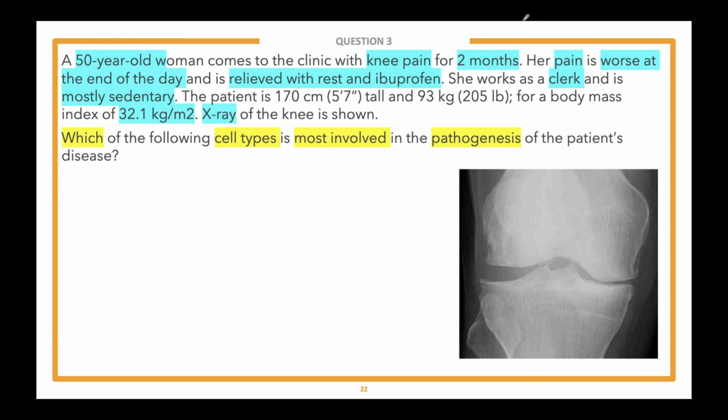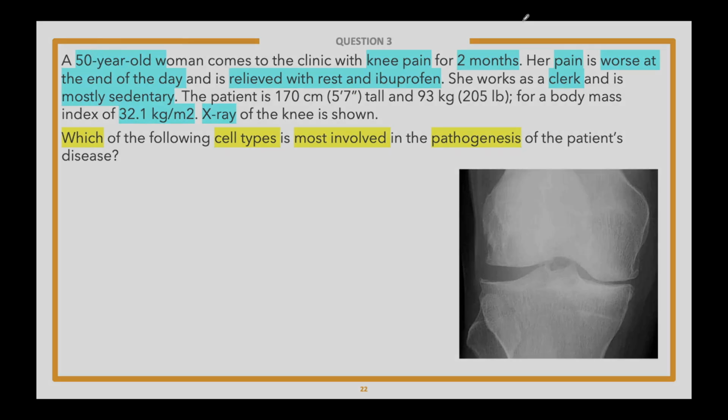Okay, so how many steps is this question? I think one, we have to figure out what this patient's disease is. And then two, I think we need to know the pathogenesis of this condition. And I think maybe three, you could argue, the specific cell type within that pathogenesis. So I think maybe a 3-step question here, at least 2. So let's take a look at those answer choices.